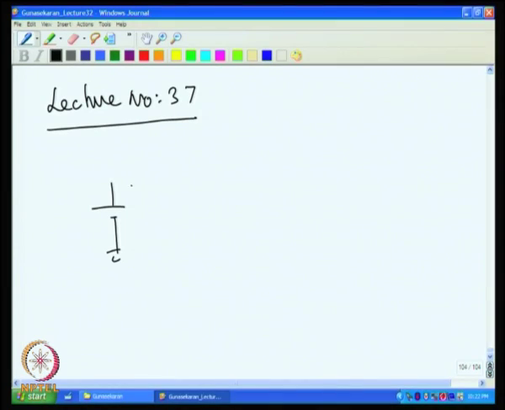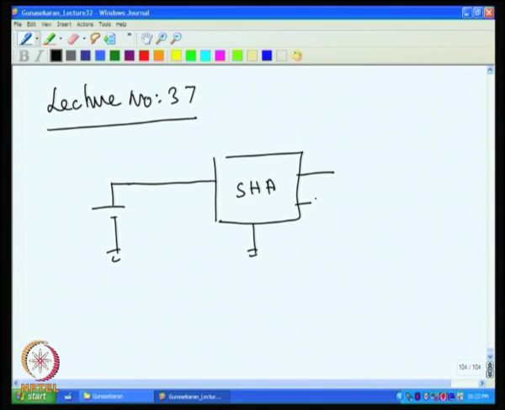Today's lecture we will continue our discussion about sample and hold amplifiers, where we were discussing successive approximation ADC and its usages. If I had to digitize some analog input voltage, then the analog input voltage is given through a SH amplifier, and the output of the SH amplifier is given to the A to D converter. That is the scheme, and then you get a digital output from the ADC.